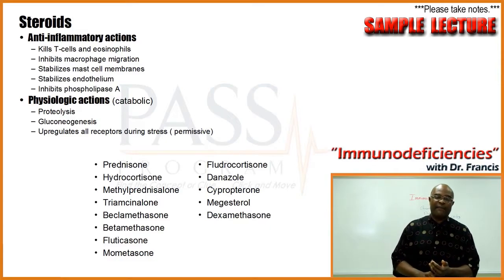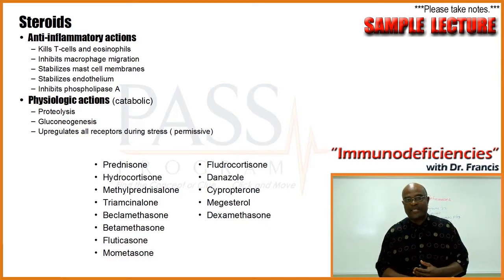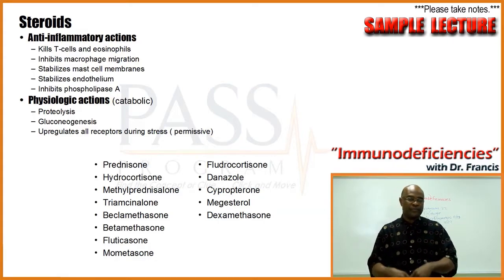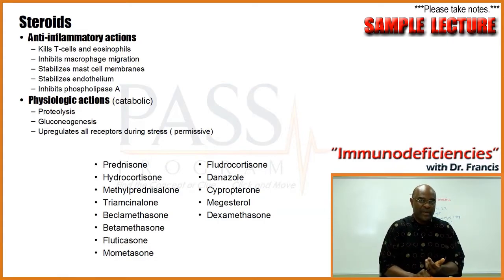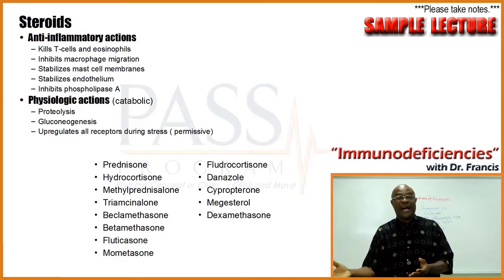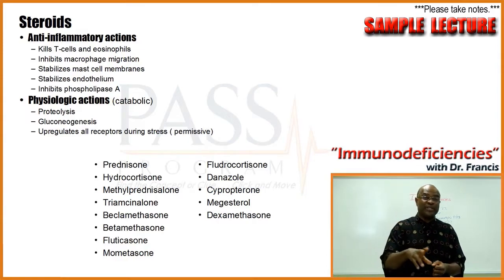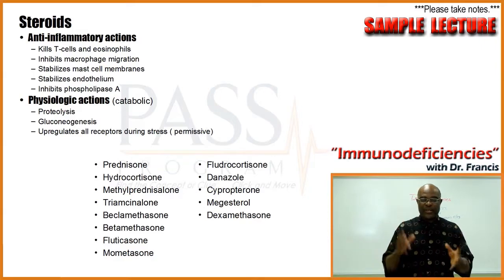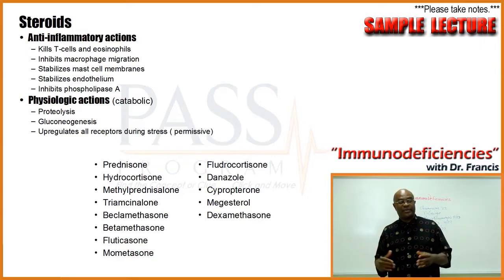The two S's. The first S is stabilize the mast cell membrane. If the mast cells do not degranulate, then you don't release histamine, and that's why steroids are used in allergic reactions. Then you don't release slow reactive substance of anaphylaxis, and therefore you don't release eosinophil chemoattractive factor of anaphylaxis. So you stabilize the mast cell membrane so they cannot degranulate.